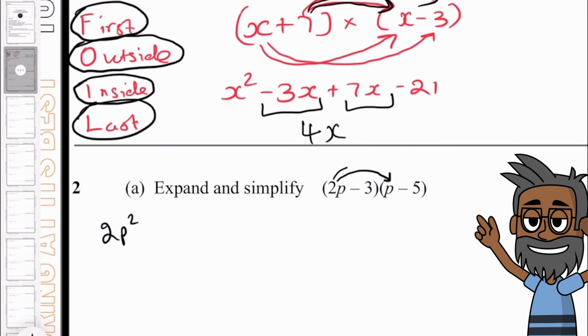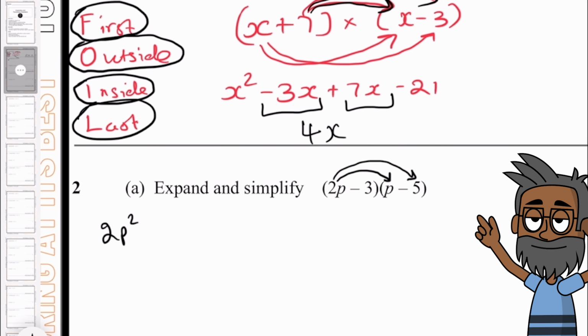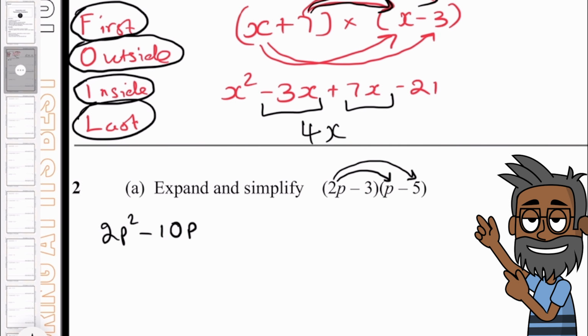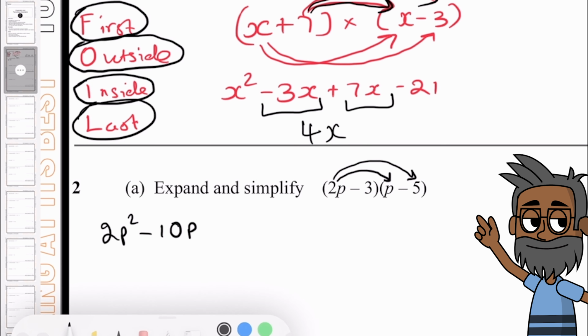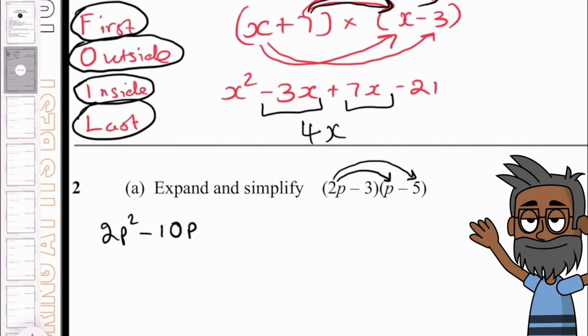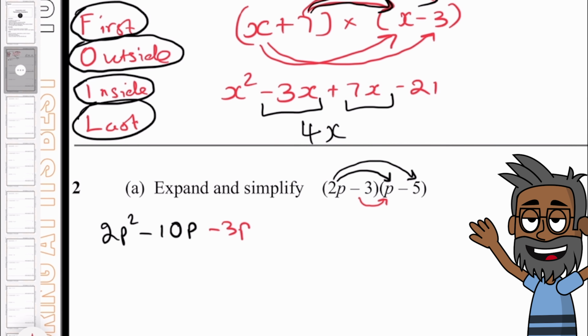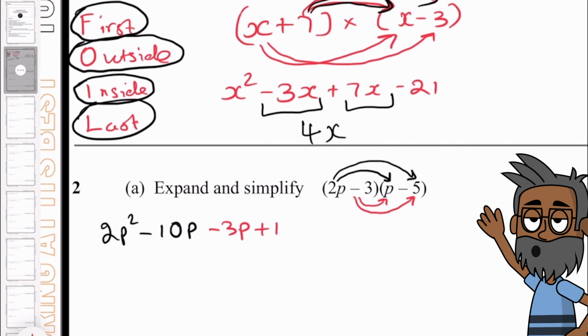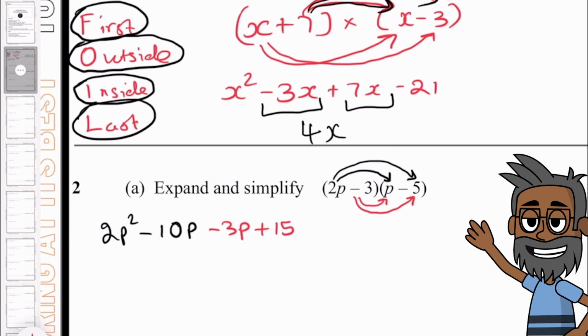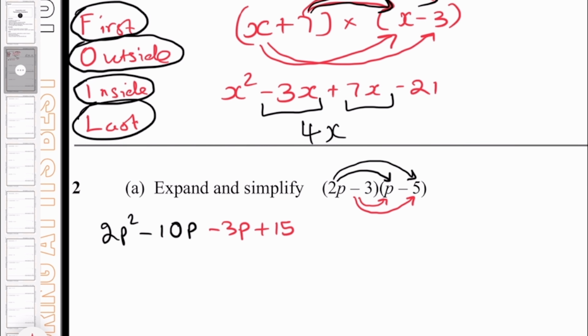I'm then going to go on the outside, 2p times minus 5, which gives me minus 10p. And then I'm going to get the color red, and we're going to go from minus 3, which is your inside, to p, so that's minus 3p. And then from minus 3 to the last, minus 3 times minus 5, we know we have two negatives. That gives us a positive, and that will be plus 15. So now I've gone ahead and done that.